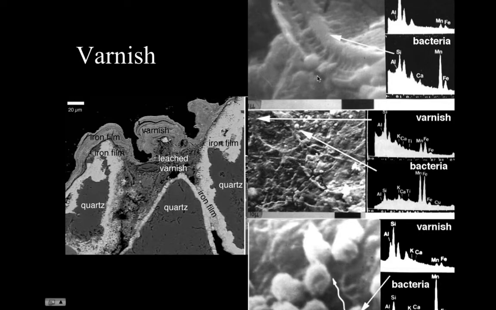Now, this is a close-up using an electron microscope of some of that varnish, and one of the features we find is that the varnish occurs in these layers, these thin layers, and remember 20 micrometers. Remember, there's about 1,000 micrometers in 1 millimeter. So this is very small, right? So we're getting really close here.